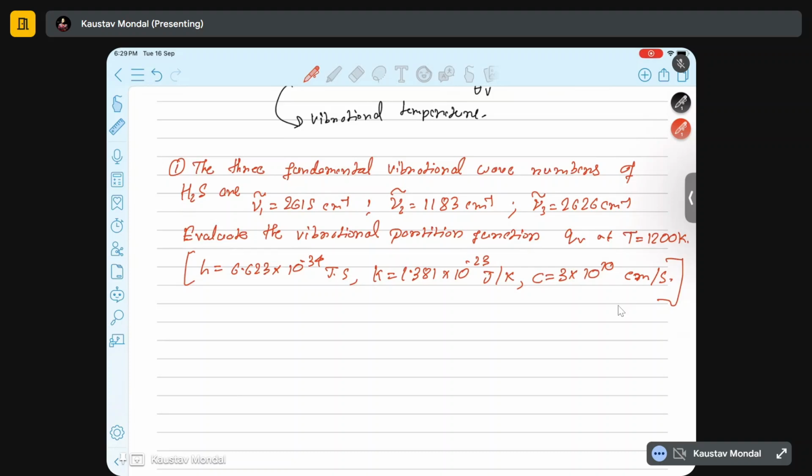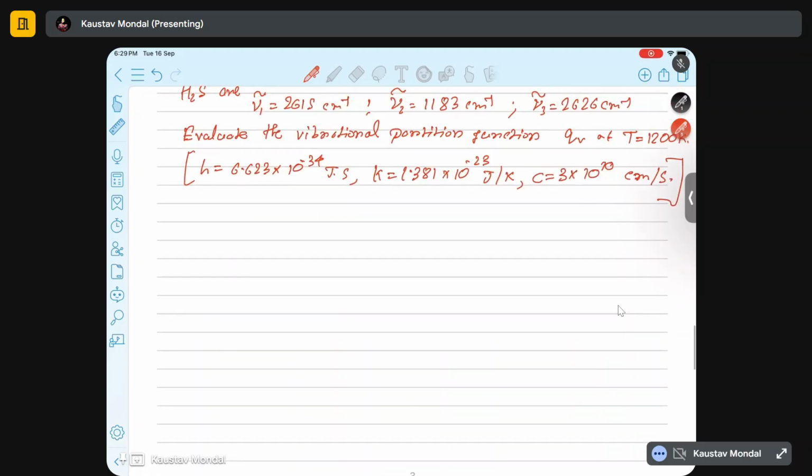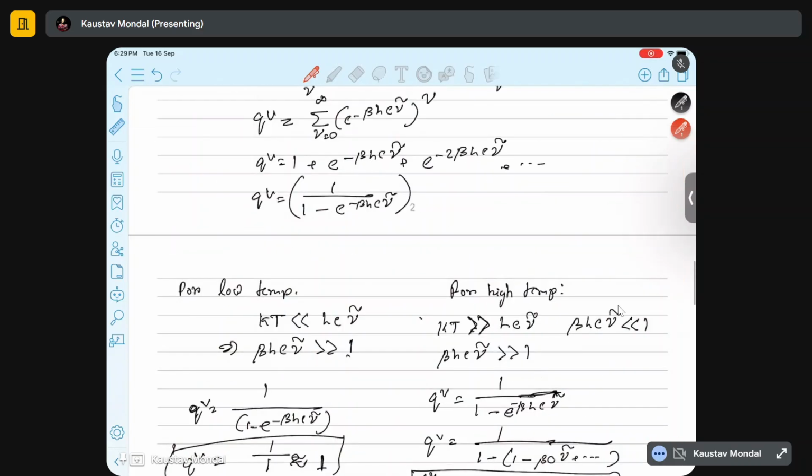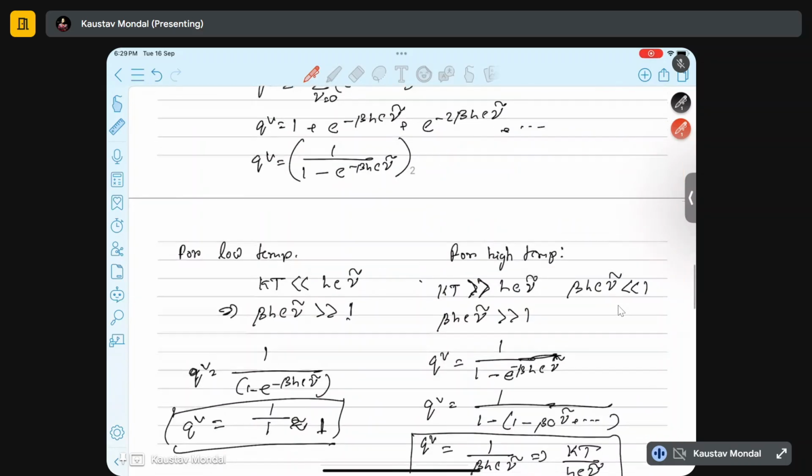So now we know the expression of the vibrational partition function QV is this.